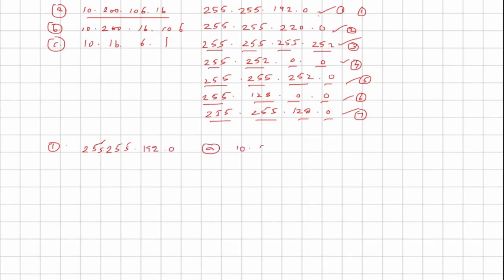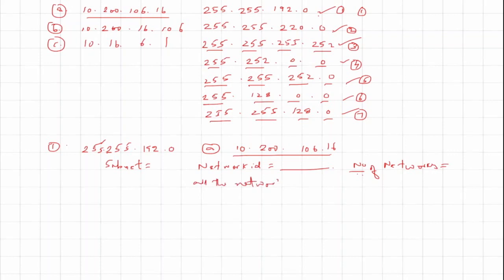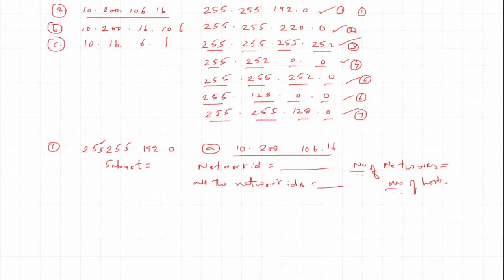Subnet mask 255.255.192.0 and IP address 10.200.106.16. Let us see what the network ID is and what all the subnets are. So what is the subnet and network ID, the number of networks, and all the network IDs. This we need to find out. Of course, the number of hosts is also there. From this example I will show you how to calculate the network IDs, the number of subnetworks, the subnetwork IDs and the number of hosts.